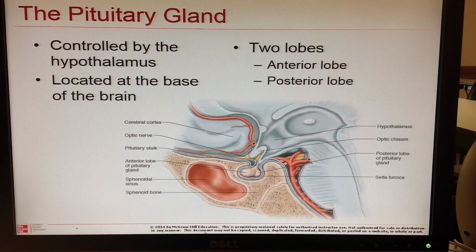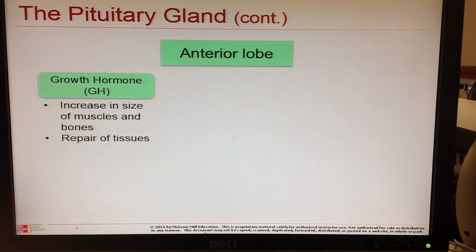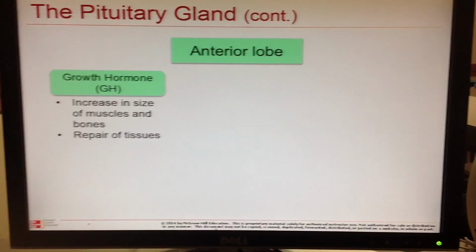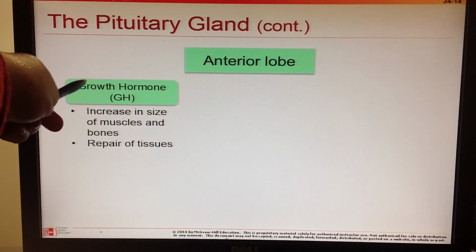And right now, I'm on page 660 and going over to page 663. The anterior lobe, which I said has a nice picture on page 659, and there's a nice table on page 660, produces a lot of hormones. One that's really important is your growth hormone.